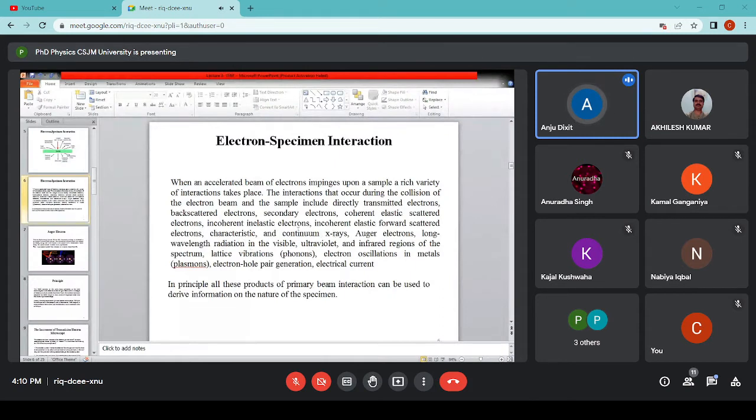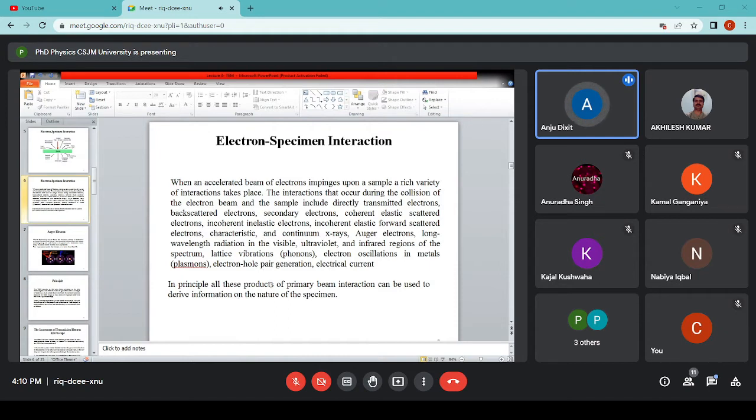I have already discussed the difference between characteristic and continuum X-rays when I was giving the lecture on X-ray diffraction. Auger electrons, which I am going to discuss in the next slide. Long wavelength radiations in the visible, ultraviolet and infrared regions of the spectrum. Lattice vibrations, they are basically phonons. And electron oscillations in metals, electron hole pair generation, electric current.